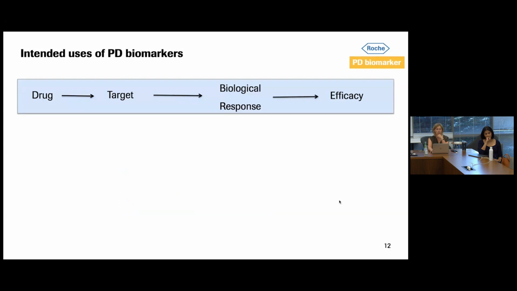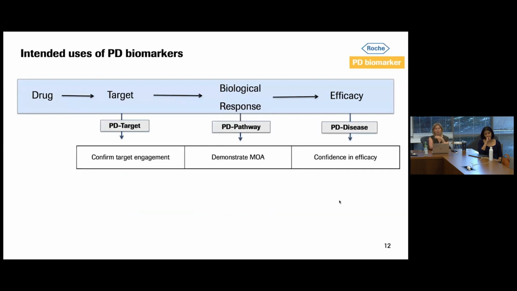So, intended uses of PD biomarkers. We're trying to characterize the drug, the target, and what is the biological response that would ultimately lead to efficacy. And so we try to characterize, so that you can see there's different levels going from the drug to the efficacy. We can refer to them as a PD, as a target engagement biomarker. Like, does the drug bind the target? Does binding to the target, blocking the target, stimulating the target result in the expected biological response? We refer to that as pathway biomarkers.